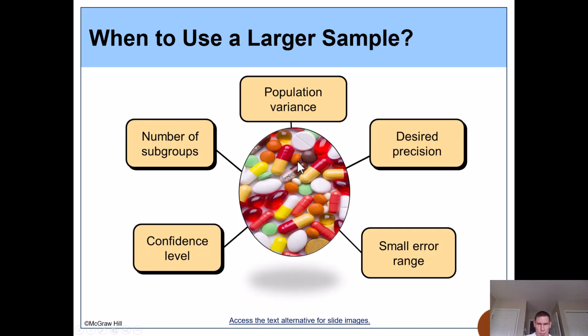So when to use a larger sample? I'll probably start here with desired precision because it probably makes sense to you, right? The more you sample, the bigger the sample, if you will, as a percentage of the population, the more accurate it's going to be, right? That can also cut down the error range. It's going to help increase your confidence level. It may mean you have to increase the number of subgroups, possibly, not necessarily. And then hopefully the variance between the sample and the population would then be smaller. But that's good, but with that comes, of course, more cost, more time, more analysis, etc.